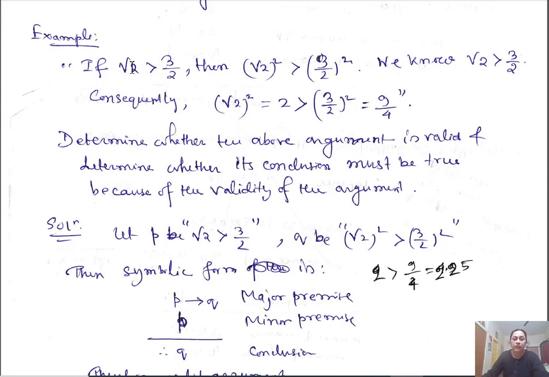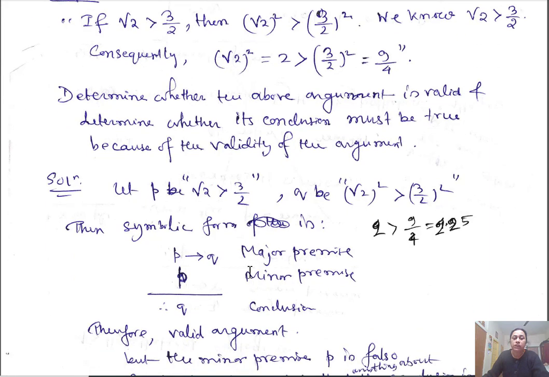So the first thing, if P then Q: P implies Q is your major premise, and this is P. We know P, so P. Therefore, consequently, we get Q, the conclusion. By modus ponens, this is a valid argument. So the argument is valid.